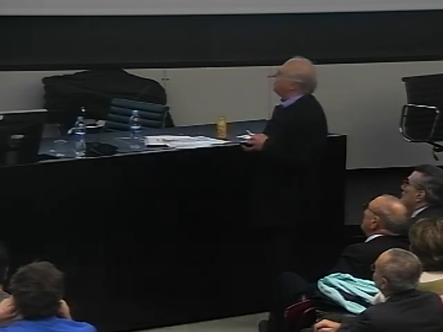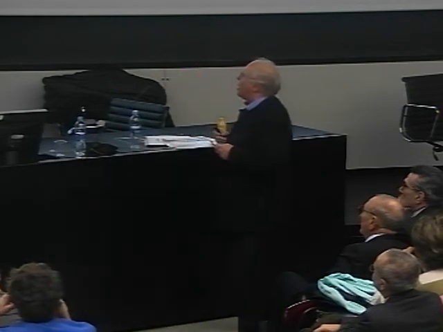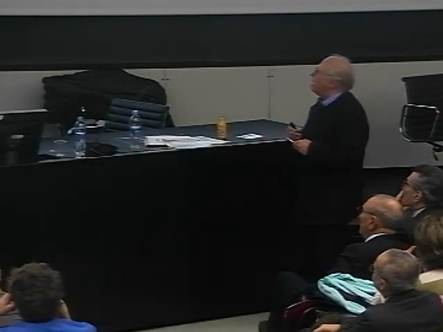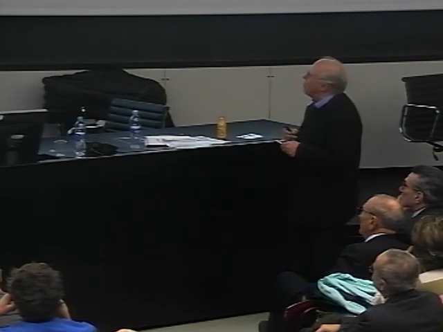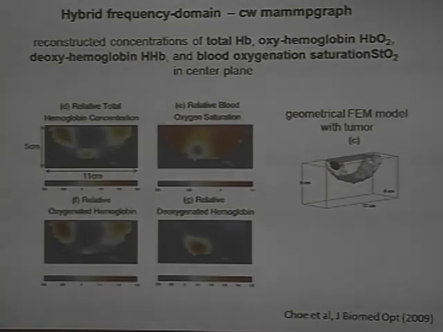And here I show you the results. This is the finite element model, the compressed breast. Here is the tumor. The tumor position and size were taken from MRI data, so as prior knowledge. And the planes here show you a cross-section of the mid-plane through the tumor, and what you plot is the spatial distribution of total hemoglobin concentration, of oxygenated hemoglobin concentration, of deoxyhemoglobin, and of a so-called blood oxygen saturation.